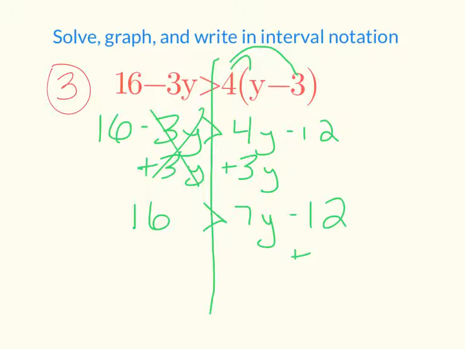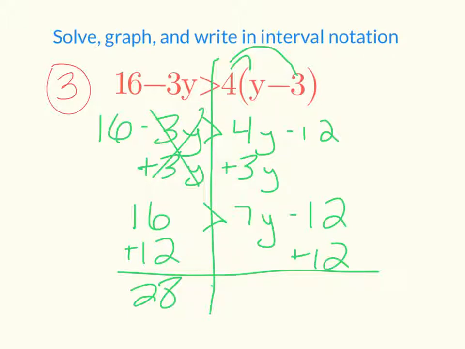Next, we're going to add 12 to both sides to isolate the 7y. 16 plus 12 is 28. It's greater than 7y. Divide by 7. Y is less than 4. Again, I switched it because generally we like to see the variable on the left side.